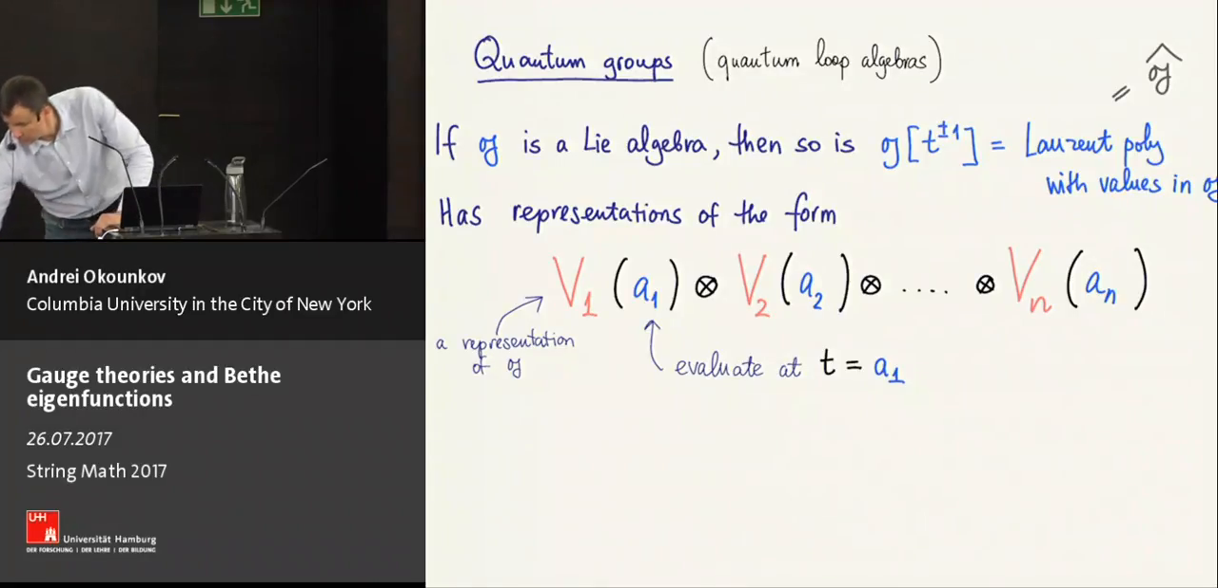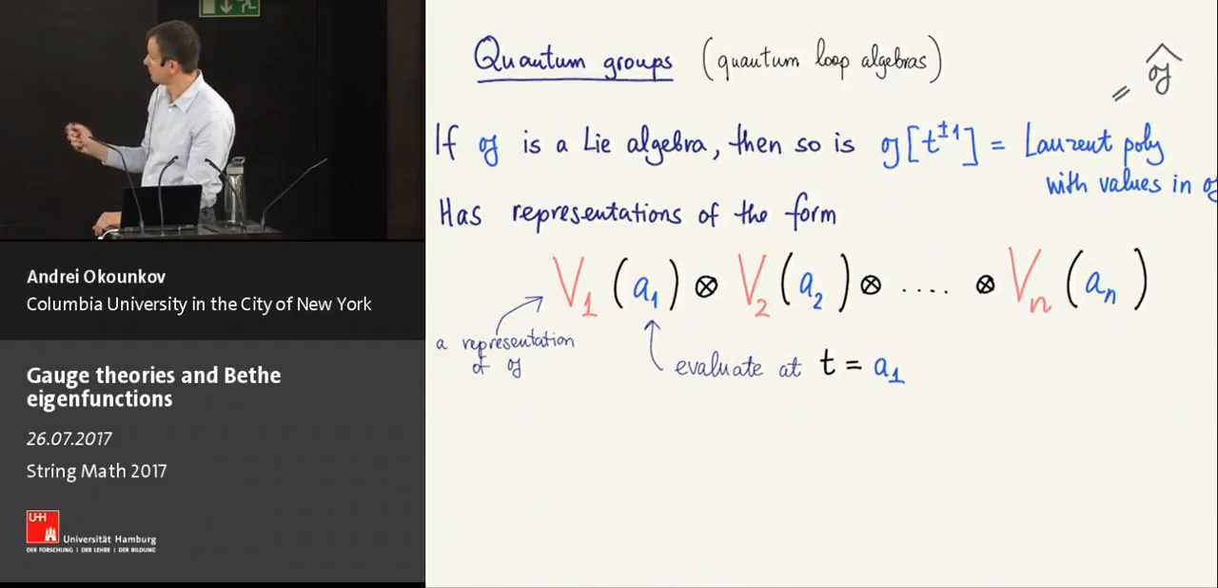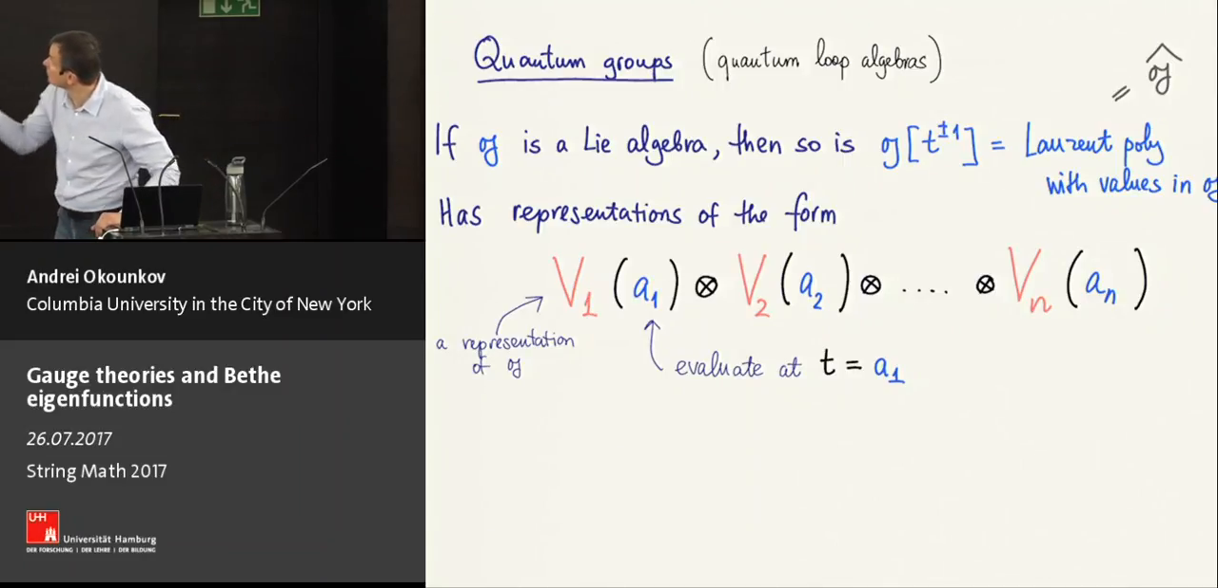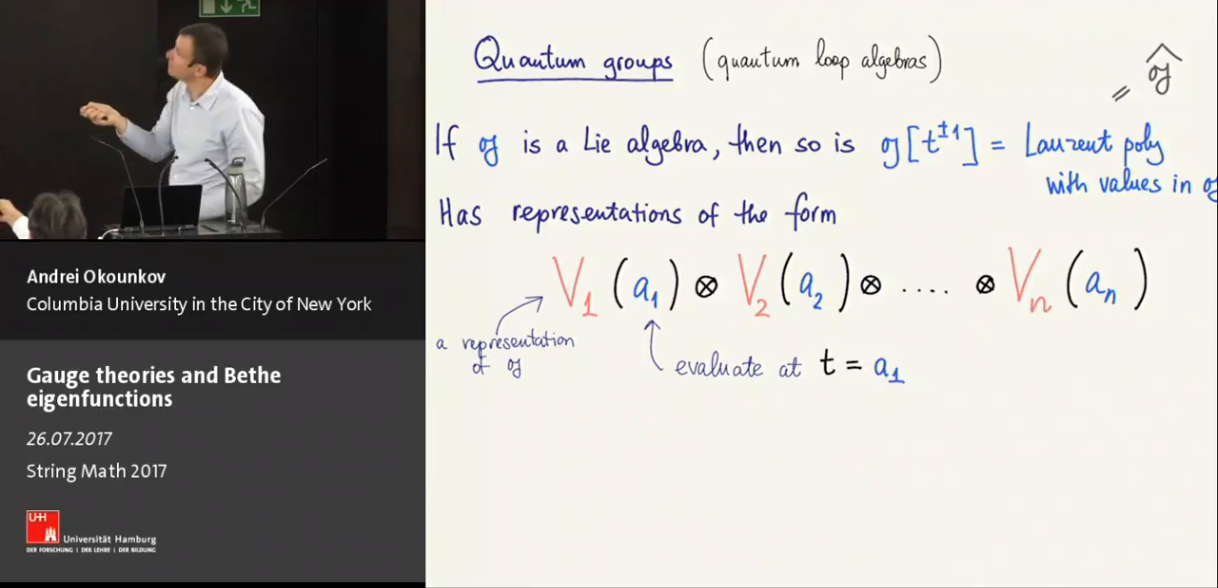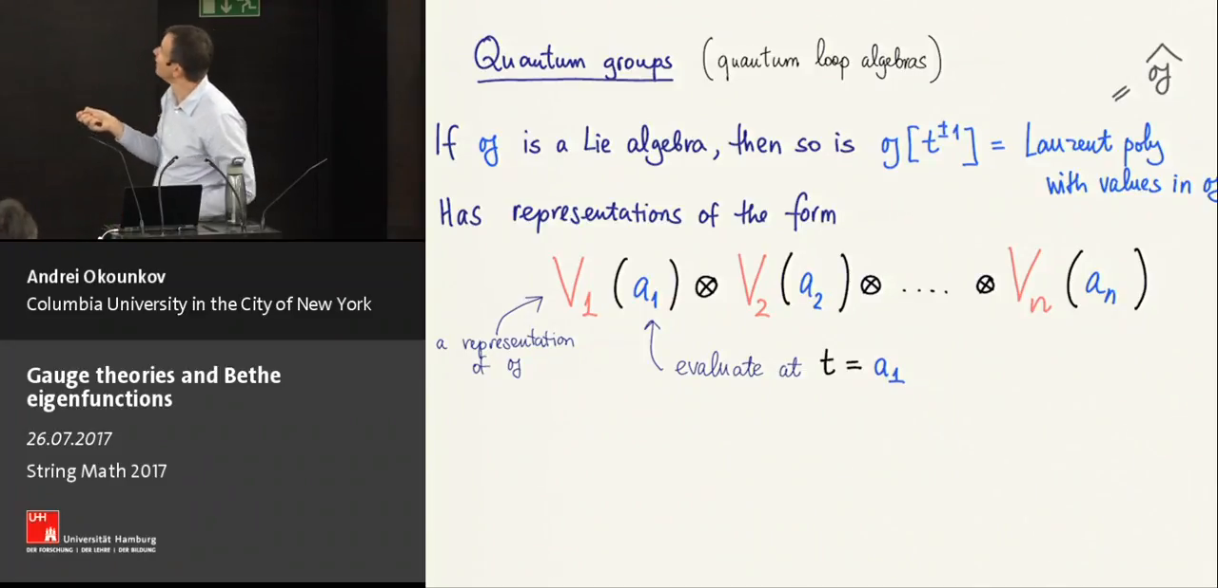This is not pointing. How about this one? This is not pointing either. Oh no, it is. Okay. Oh, they're both pointing. Okay.